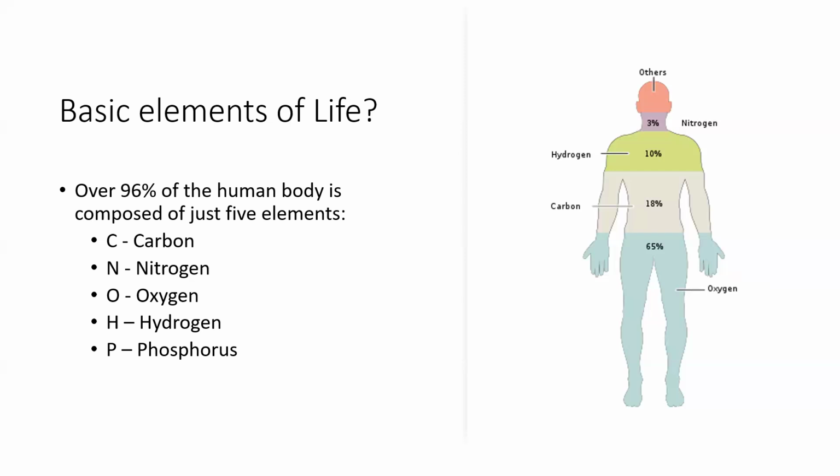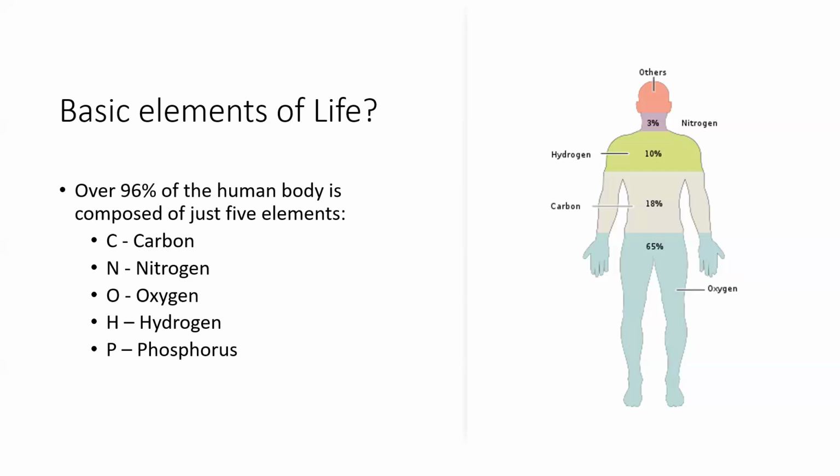Hydrogen is explosive. If you have a chamber filled with hydrogen and you light a match, it will go boom. And phosphorus, you will find it in things like matches. Okay, it allows you to light them. Okay, so please remember the 5 key elements here that make up your 96% of the body.